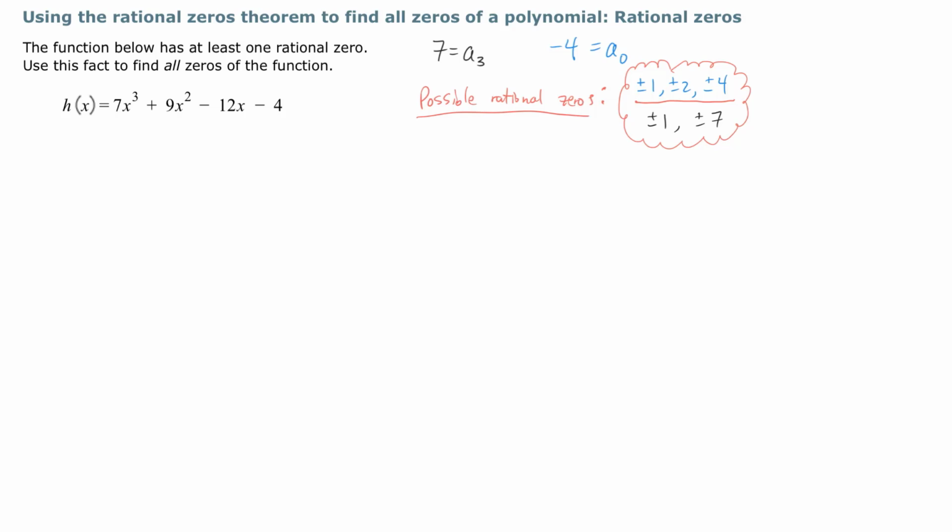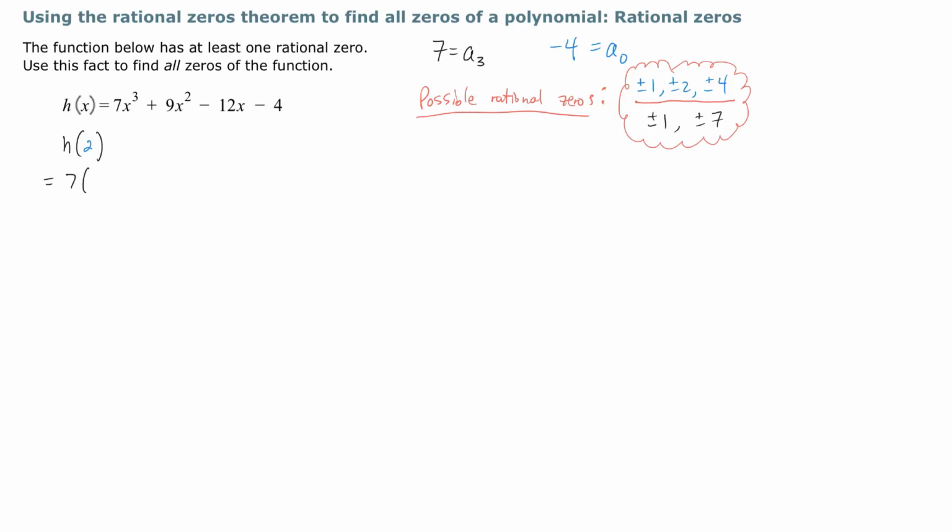we could try to figure out which one is a zero here. Well, let's make an educated guess. Let's try h of 2. So let's evaluate h of 2. 2 is a rational number. And let's see what we get.